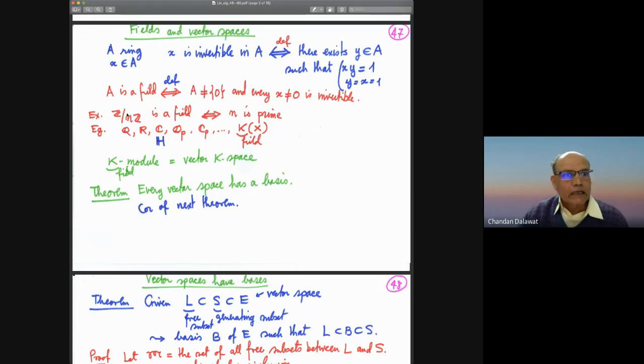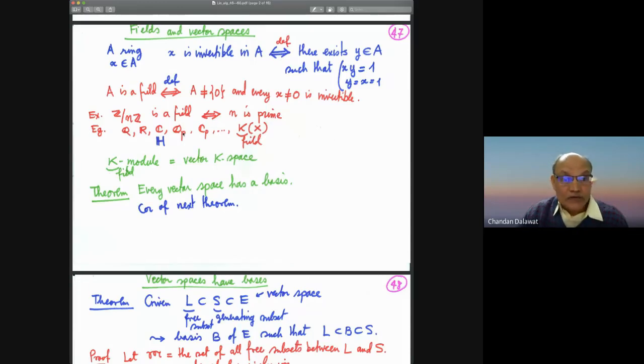Okay? So, for example, I have the ring Z modulo nZ. That's going to be a field if and only if this n is prime. Okay? So there's some checking to be done here. And other standard examples of fields, some of which you might be familiar with, are Q, R, and C. The field of rational numbers, real numbers, and complex numbers.